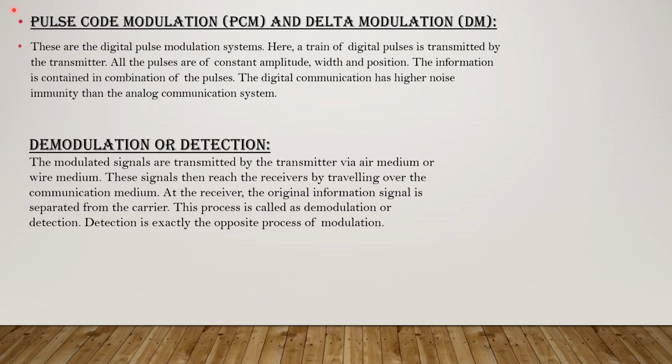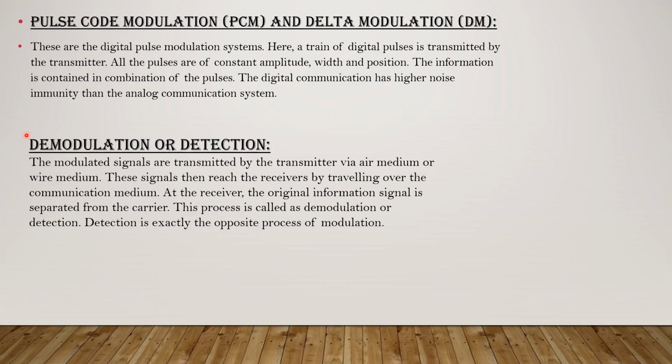Now pulse code modulation, PCM, and delta modulation, DM. These are digital pulse modulation systems. Here a train of digital pulses is transmitted by the transmitter. All the pulses are of constant amplitude, width and position. The information is contained in the combination of the pulses. Digital communication has higher noise immunity than the analog communication system.